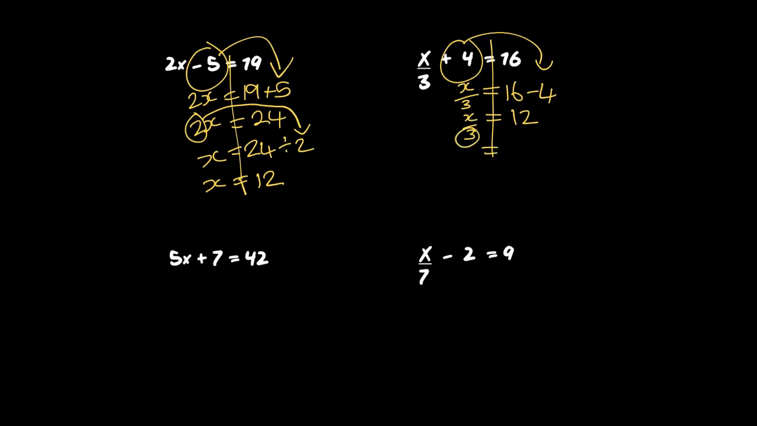So we now want to move this 3. We're trying to get x on its own to find out what it is. So that's a divide by 3. Bring it to the other side. It's going to be multiply. So 12 times by 3. So x is equal to 36. So 36, check it up at the top. 36 divided by 3 is 12. 12 plus 4 is 16.